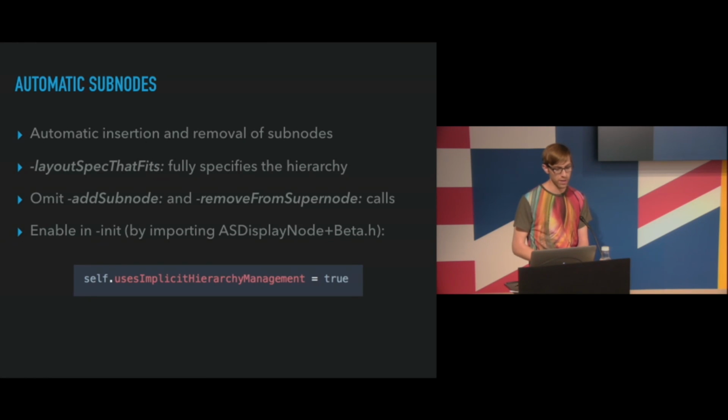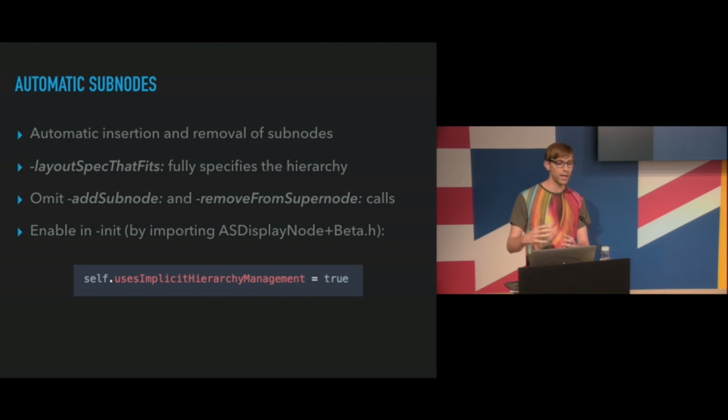And so if you enable this option, which is currently not on by default, but is one of the core pieces that will change for the 2.0 release when we do enable it by default, you no longer need addSubnode or removeFromSupernode calls. The good news is this is not mandatory, in the sense that these calls are harmless: if you have existing code that adds subnodes, it's not going to cause any problems.